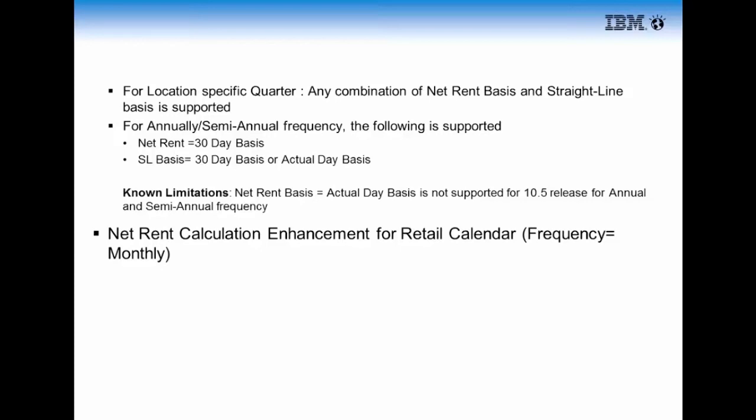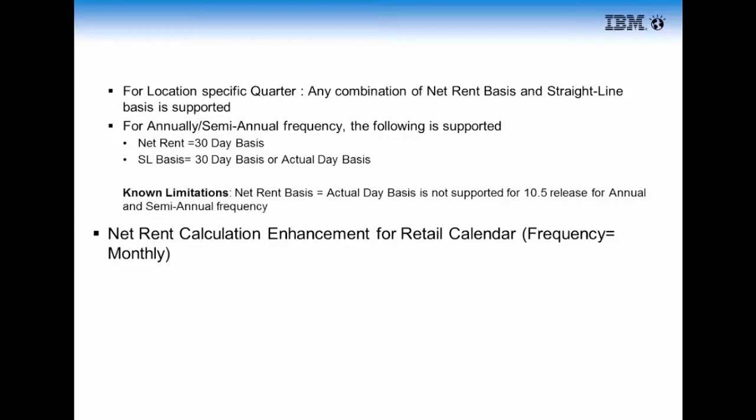For annual and semi-annual frequency, we only support net rent as 30-day basis, and straight line can be a 30-day basis or an actual day basis. There is a known limitation that we want to make sure the user understands: net rent basis of actual day basis for annual and semi-annual is not currently supported. The schedule might generate correctly, but we are not sure that it is calculated correctly.